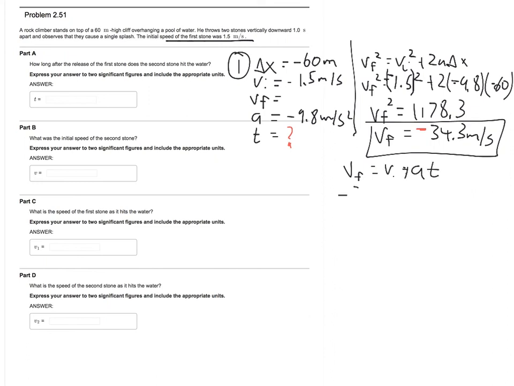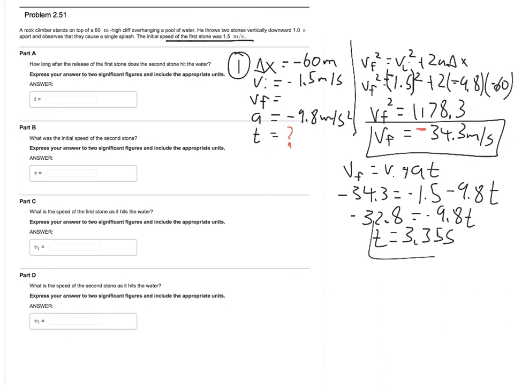So I can say negative 34.3 equals negative 1.5 minus 9.8 t. You could have, by the way, from the very start, just said that everything down was the positive direction, and then you wouldn't have to worry about all these negative signs. But we're already doing it, so what's the harm? So we end up getting negative 32.8 equals negative 9.8 t, and so our time becomes 3.35 seconds. Rounded to sig figs, this becomes 3.4 seconds.